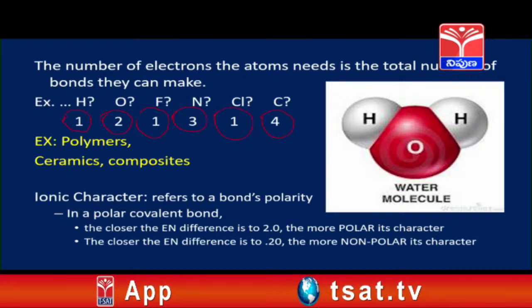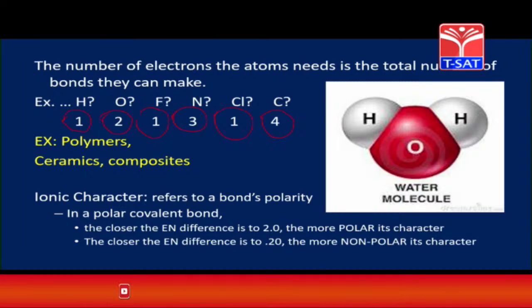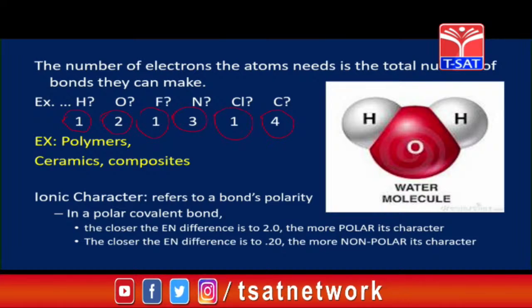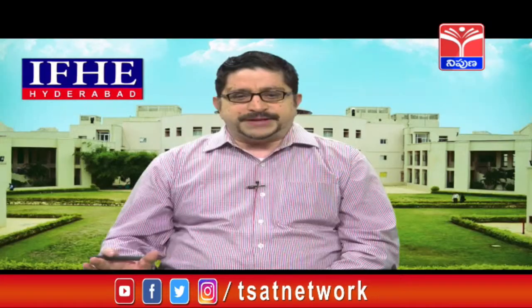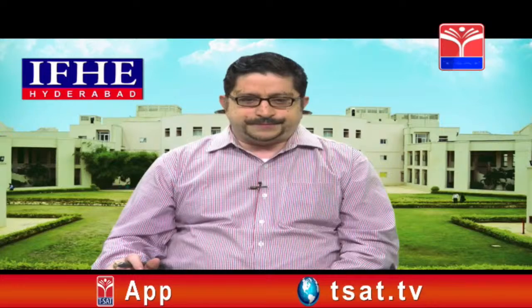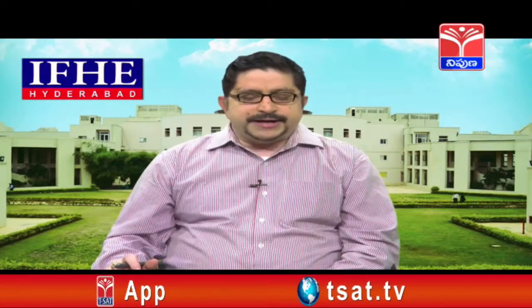So, what type of material contains covalent bonds? Polymers, ceramics, composites. Now, no bond is 100% covalent or 100% ionic. Always there is a percentage distribution of ionic character and covalent character. So, this ionic character refers to the bond's polarity.